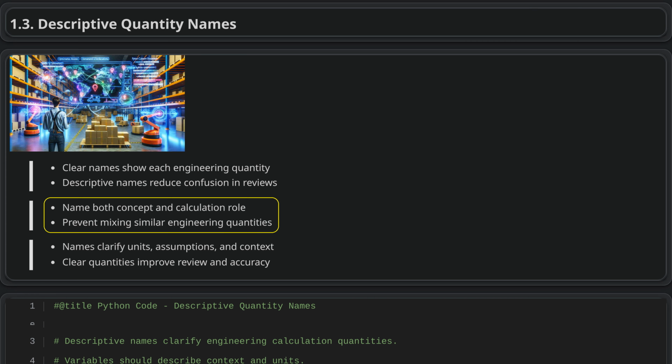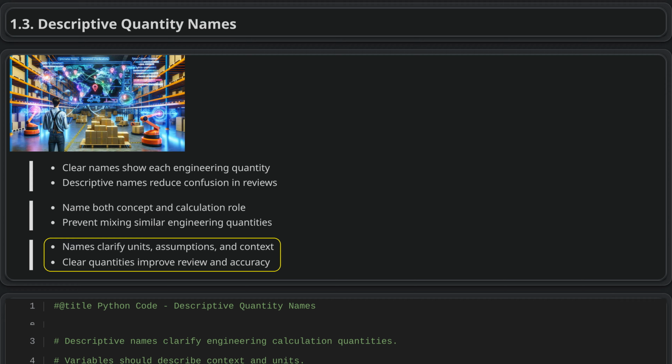In engineering calculations, quantity names should state both what is being measured and its specific role. Clear names like bridge deck width, allowable soil pressure, design speed, or dead load distinguish similar concepts and reduce confusion. This precision helps prevent errors, especially in complex calculations that may change over time.